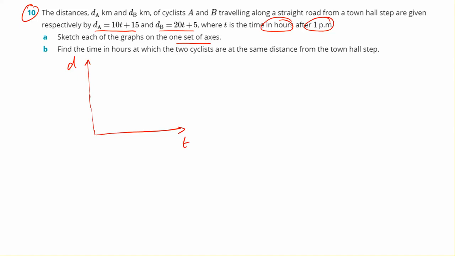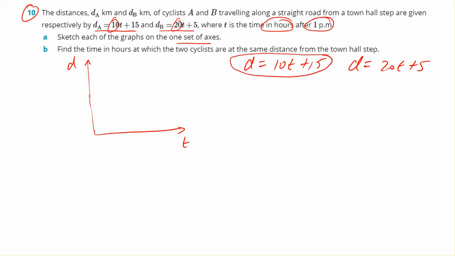Okay, before I even draw the graph, it's always important to check where the intersection between the two graphs is, because if I look closely, I can see the gradients are the same. So I'm expecting them to cross at some point. All right, so this is what you do when you solve for the equation. So we've got d equals 10t plus 15, and d equals 20t plus 5, and we're trying to find where they intersect. I'm going to use the substitution method.